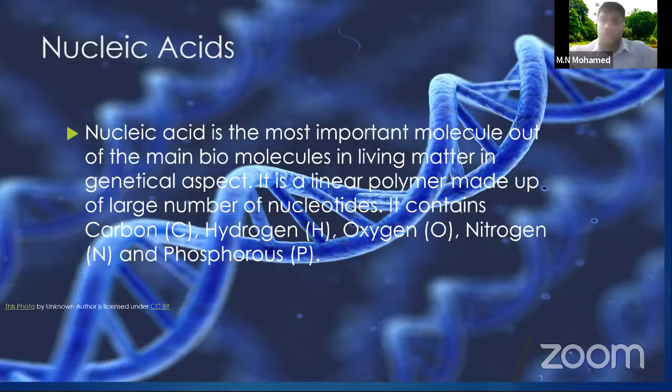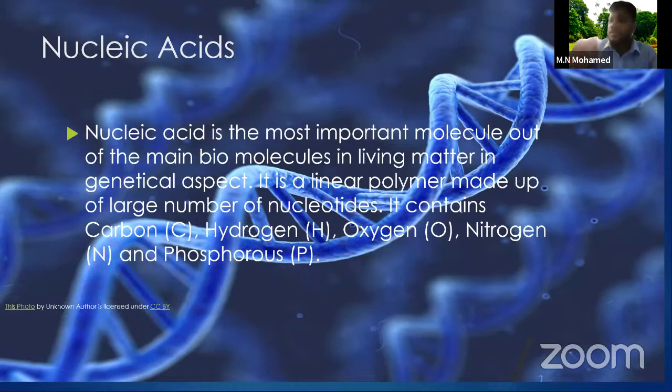Today we are discussing nucleic acid in detail. It is the most important molecule in our body. We have DNA, deoxyribonucleic acid, and also RNA, ribonucleic acid. What are the main constituents of nucleic acid? One student asked me what the difference between DNA and RNA is. I'll explain later, please wait for a while.